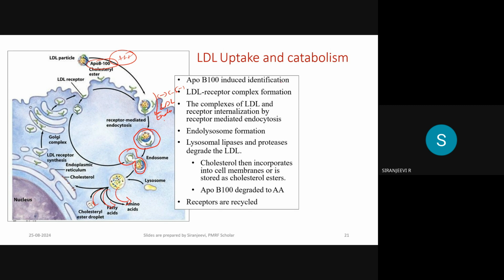So the overall thing is the ApoB100 induced identification will be there, then the LDL receptor formation, then the complex of the LDL and the receptor internalization by receptor mediated endocytosis, then the endolysosome formation, and lysosomal lipase and proteases degrade the LDL into free fatty acids and amino acids. Then the cholesterol is incorporated into the cell membrane or is stored as cholesterol esters. And ApoB100 degrades to amino acids. The receptors are again recycled.